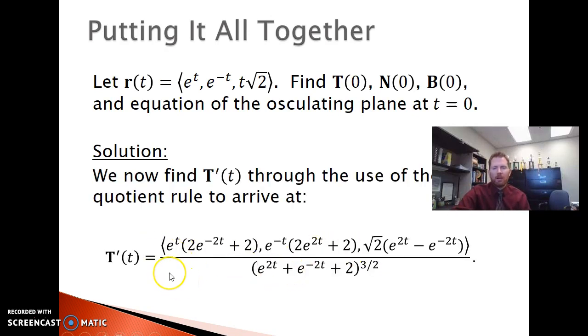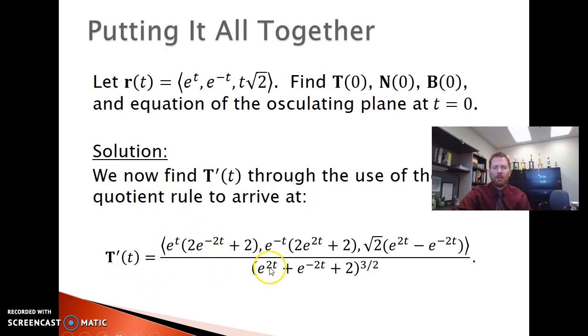So I have not taken the time to type up all the steps to finding that derivative. I suggest that you review how to use the quotient rule, how to use the chain rule, and make sure that you can reproduce this expression as well.